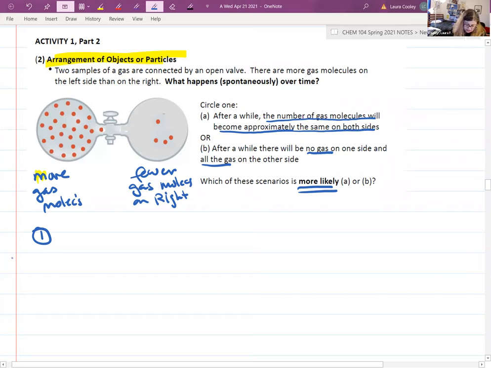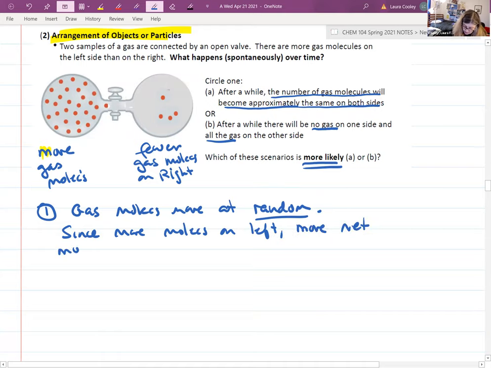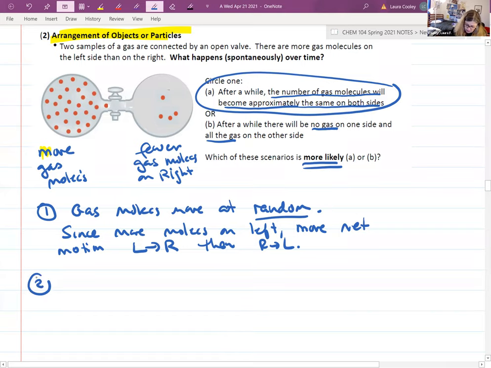I think that there's actually two ways of looking at it. First of all, we know that gas molecules move at random, so there'd be random motion in all directions. But since you have more molecules on the left, there's going to be more net motion left to right than right to left. So eventually you would get equal amounts on both sides. But there's another very interesting way of looking at it, just a little tougher to think about.